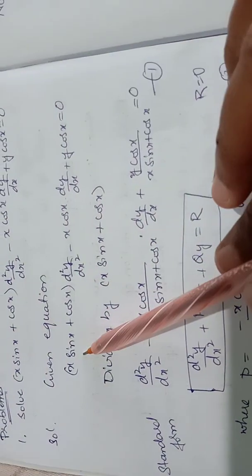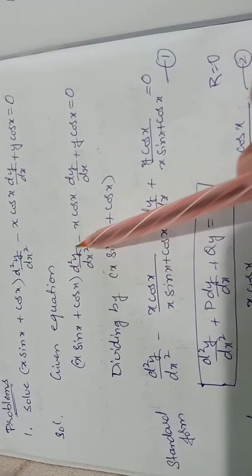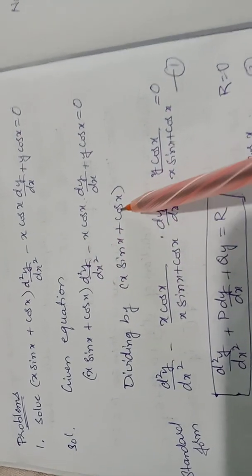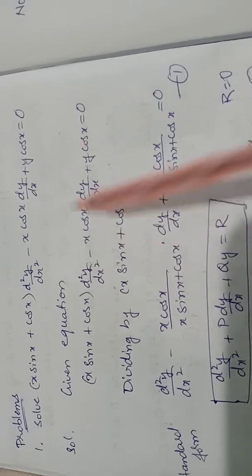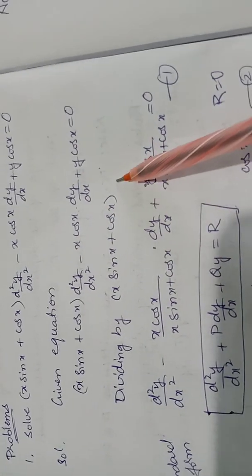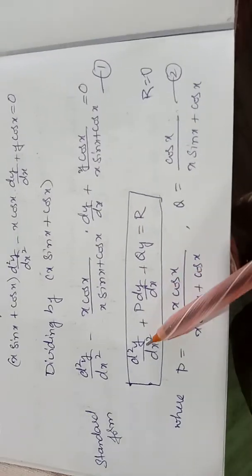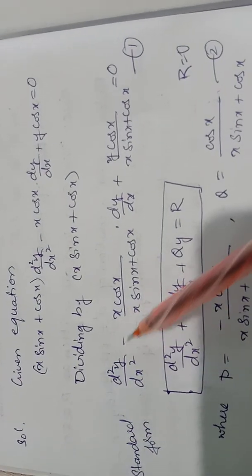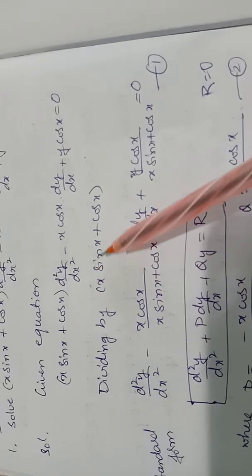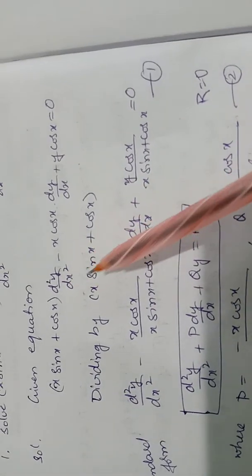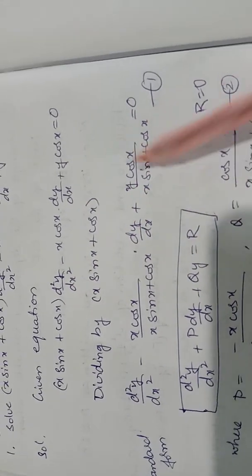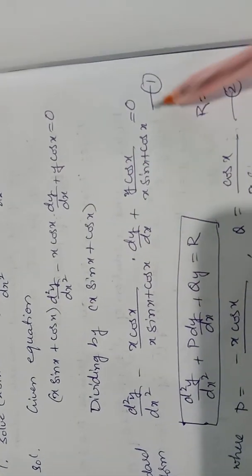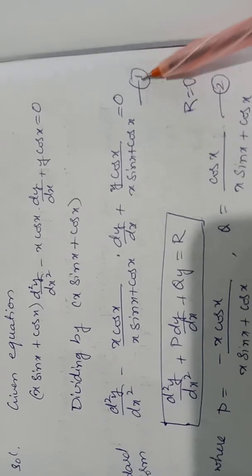But here we have this term, so we should have only the d square y by dx square term. But we have this, so we are dividing all the terms by x sin x plus cos x. By dividing all the terms by that, we will get d square y by dx square minus x cos x by x sin x plus cos x into dy by dx plus y cos x by x sin x plus cos x equal to 0. We are taking this as equation 1.